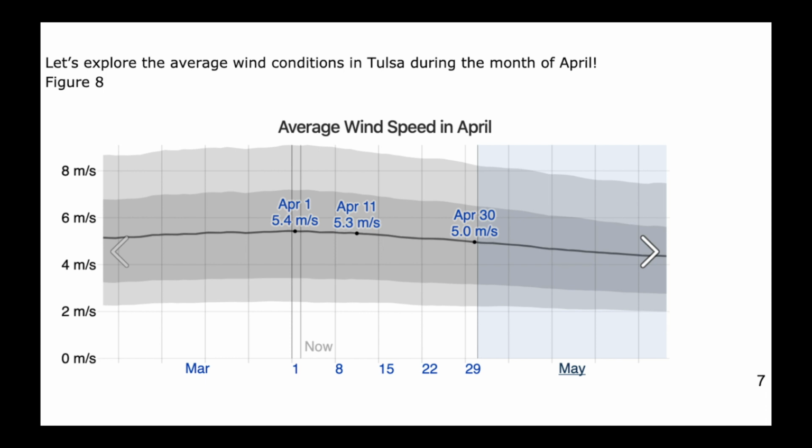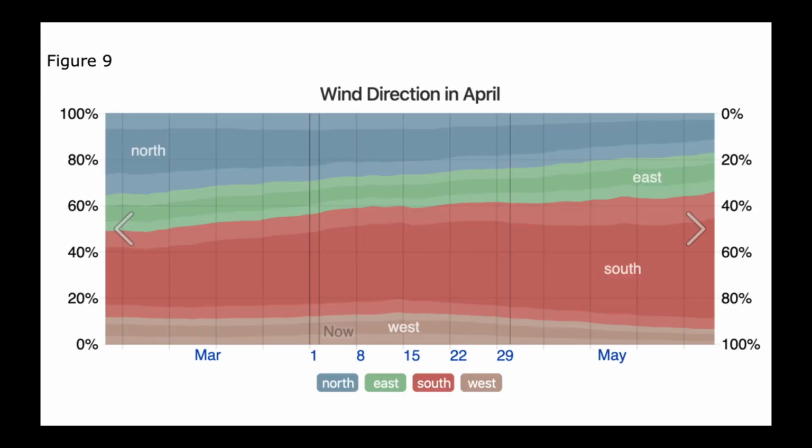Figure 9, wind direction in April. This graph shows the percent of wind according to direction. The y-axis shows percent of wind speed. The x-axis again shows date. This graph is color-coded to show the 4 directions of wind: blue, north; green, east; red, south; and brown, west. For example, if we look at March 1st, over 40% of wind speed was south.